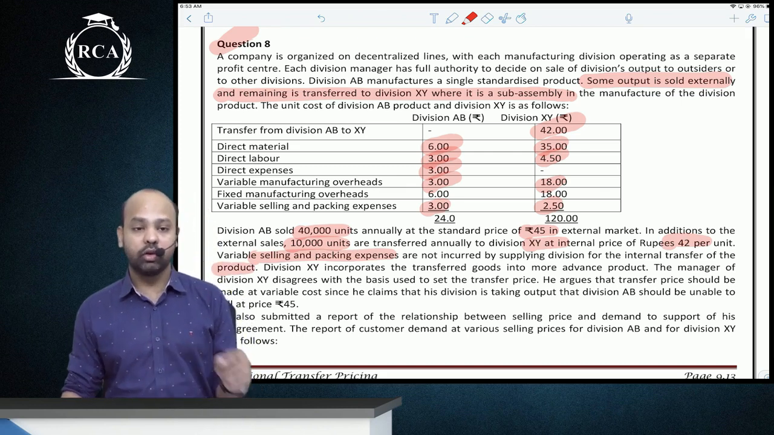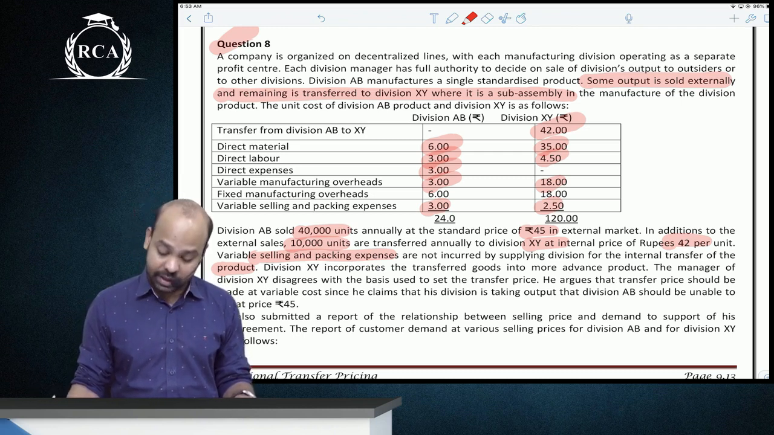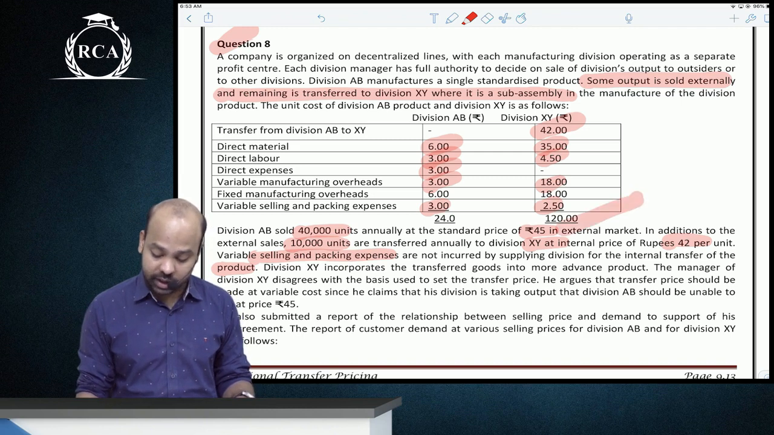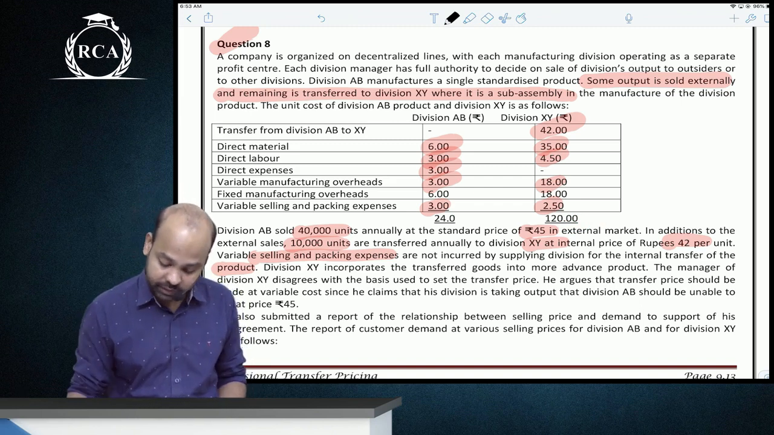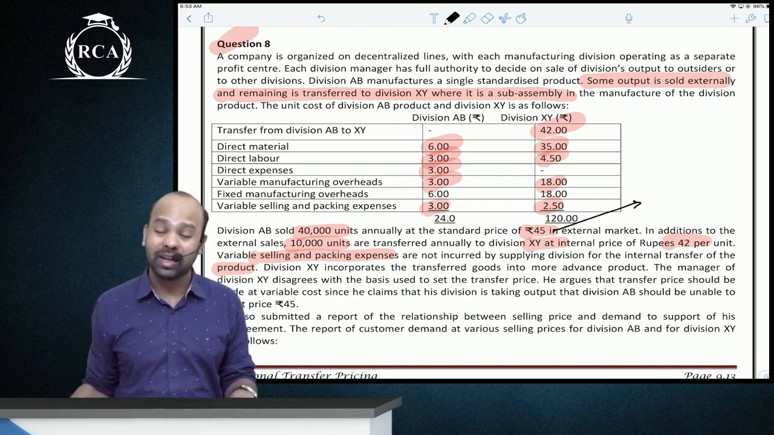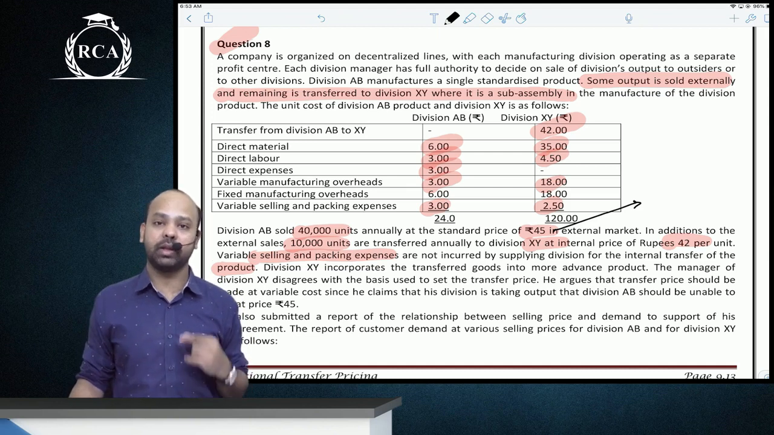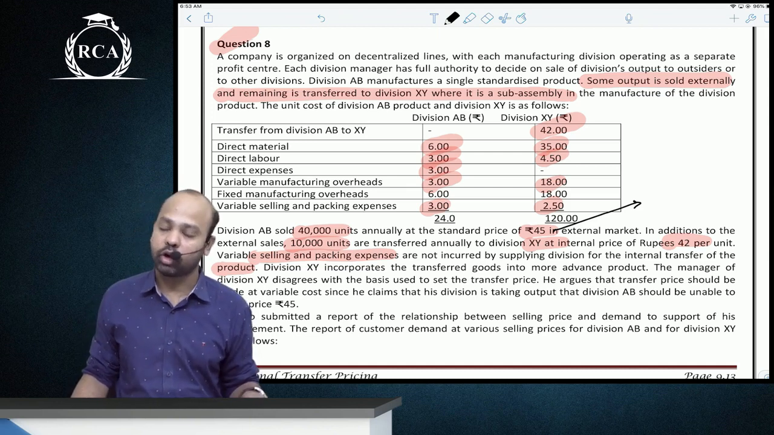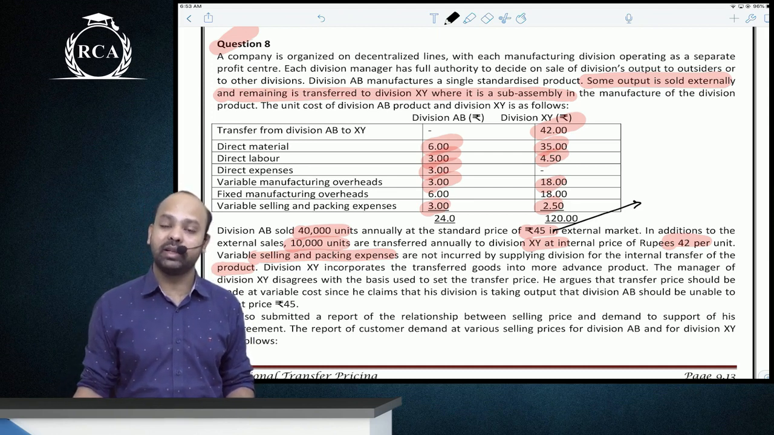Because you are not incurring variable selling expenses on internal transfers, though we are selling in the external market at 45 rupees, for the purpose of internal transfers you have reduced it by 3 rupees. That is a saving. Remember, in the market based transfer pricing method, your transfer price should be equal to the market price plus or minus savings, adjusted for savings.